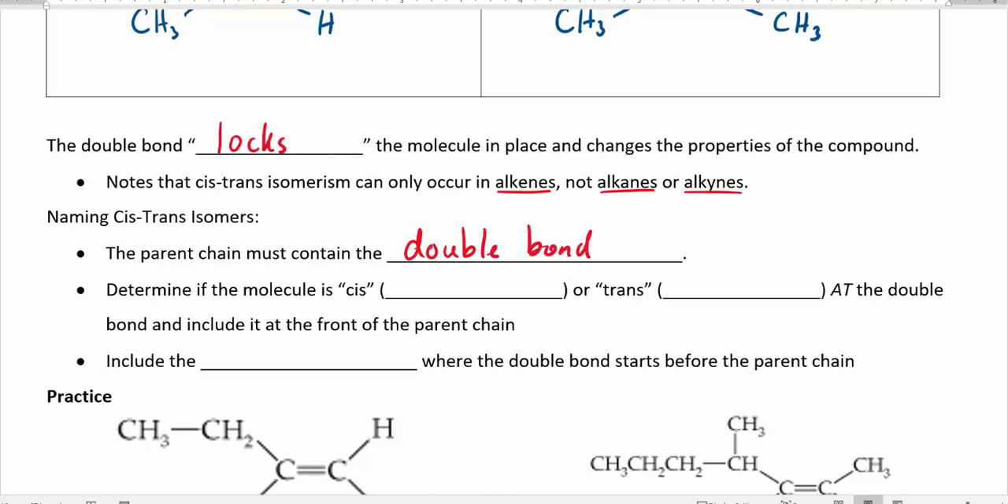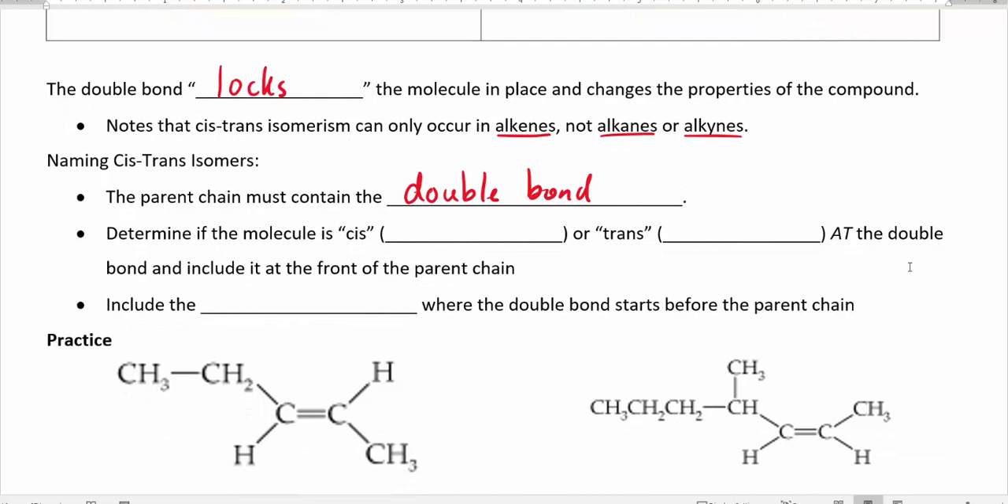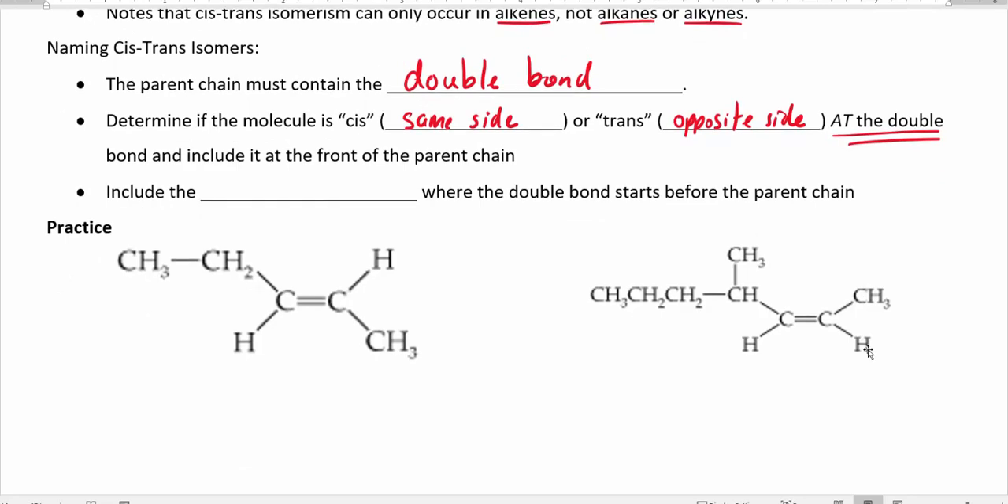And if the molecule is cis, which means same side, or trans, meaning opposite side, at the double bond, and that's going to be the key there, then we're going to include that in front of the parent chain. And we're also going to, of course, include the number of the carbon where the double bond starts, just like we would for any other alkene.